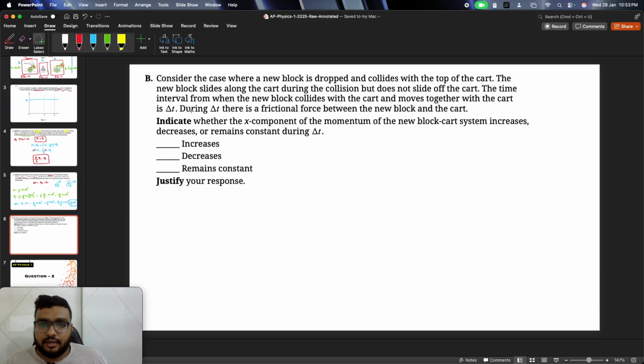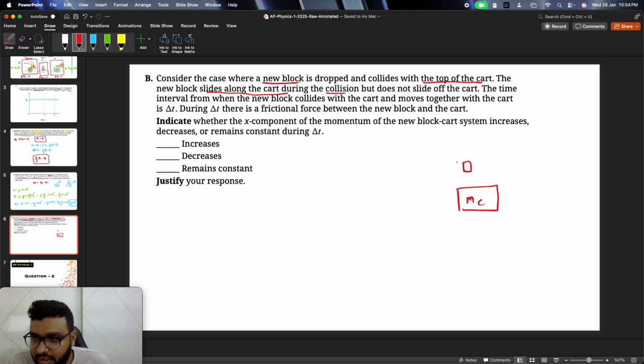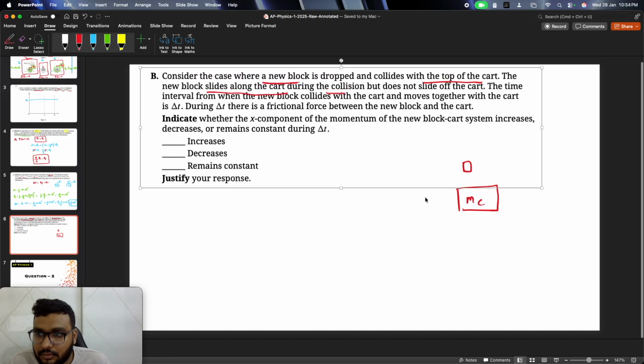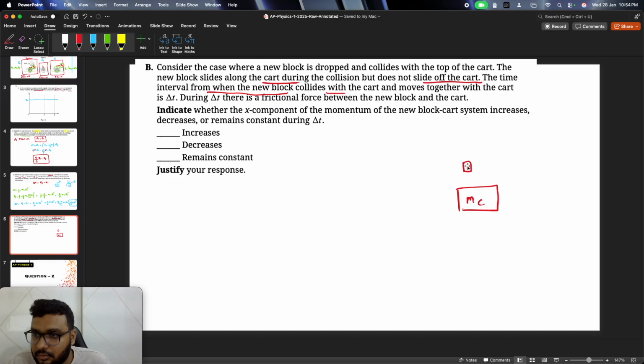Perfect. Now we are at the last part of the first question. What does it say? Consider the case where a new block is dropped and collides with the top of the cart. The new block now slides along the cart during the collision but does not slide off the cart. So for example, if this is the mass mc, this particular block is falling down on this, it is just sliding along it, but it is not going to fall down.